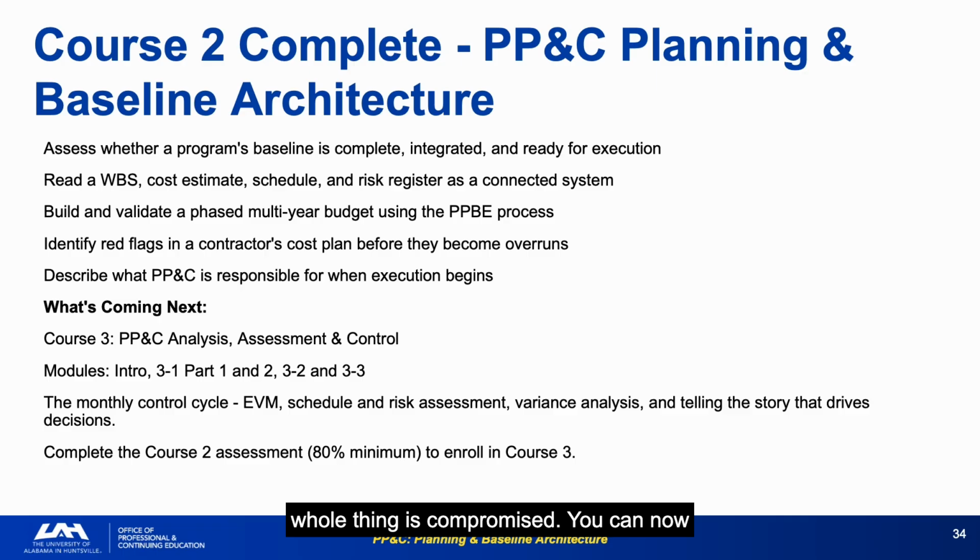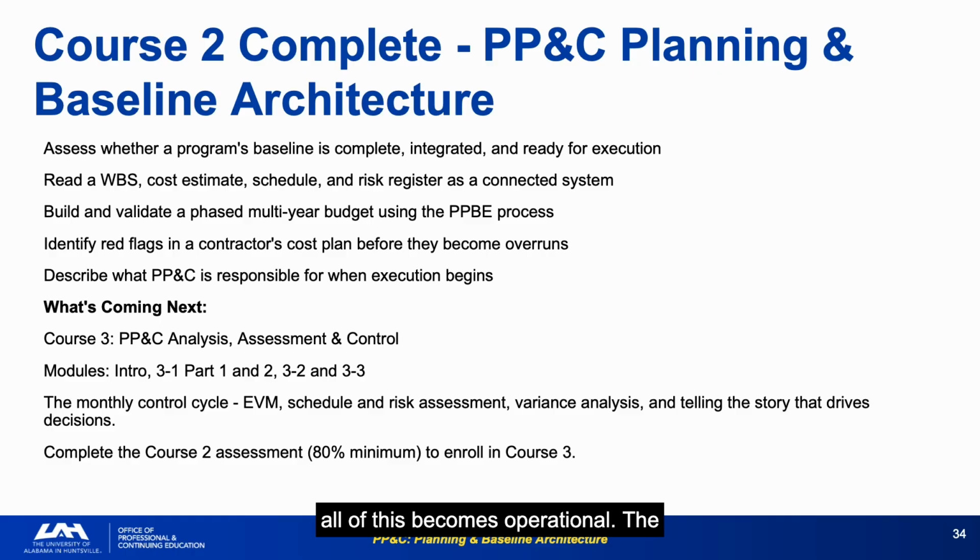You can now build a WBS that satisfies the 100% rule and connect to cost accounts through the RAM. Select the right cost estimating method for the lifecycle phase and defend the assumptions. Assess whether the schedule baseline is credible, resource-loaded, and integrated with cost. Set up the EVM planning structure before Phase C begins. Apply the 8-step PPB budget formulation process. And read a monthly cost plan and identify the 4 phasing problems before they become execution crises.